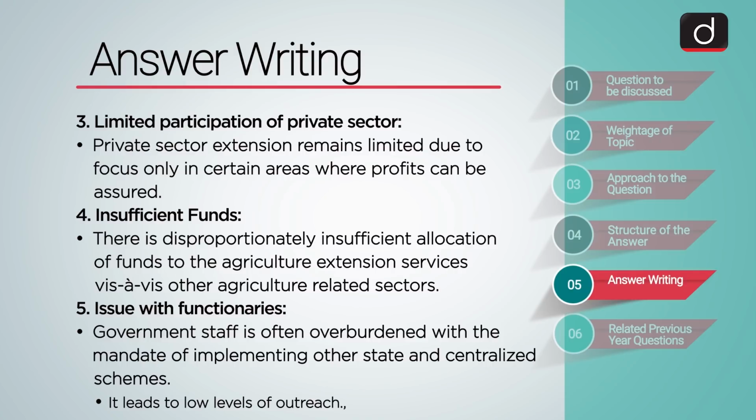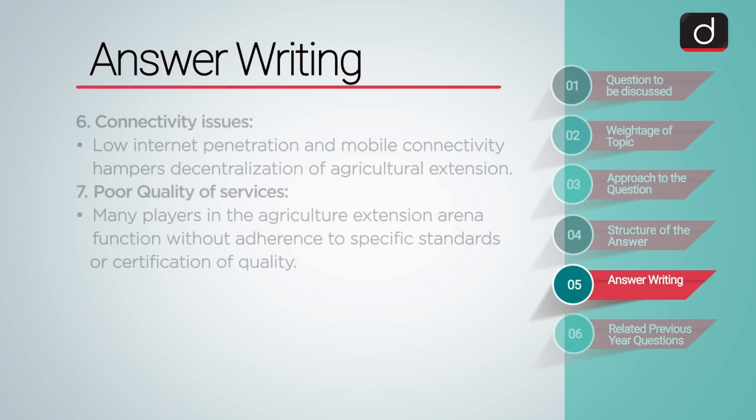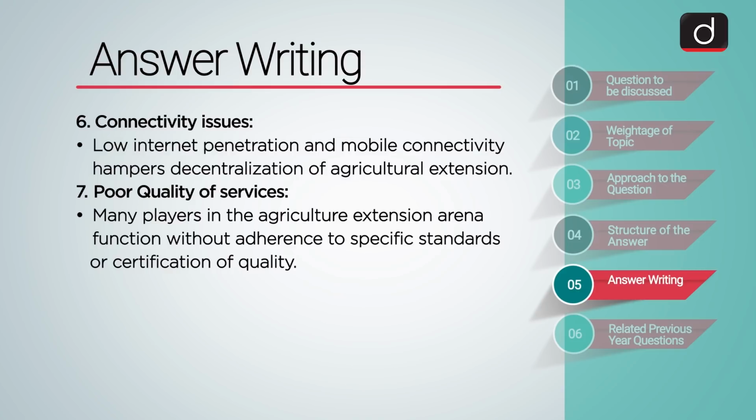Insufficient funds. There is disproportionately insufficient allocation of funds to the agriculture extension services vis-a-vis other agriculture-related sectors. Issue with functionaries. Government staff is often overburdened with the mandate of implementing other state and centralized schemes. It leads to low levels of outreach. Connectivity issues. Low internet penetration and mobile connectivity hampers decentralization of agricultural extension.